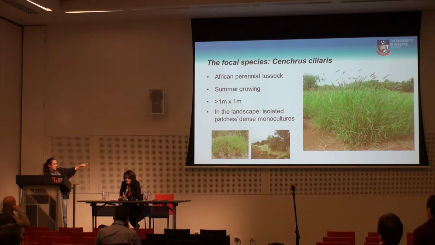In this bottom picture you can see that as the old leaves die, they don't just fall off the plant, they accumulate around the base of the plant, so you'll often get a ring of dead vegetation around it.